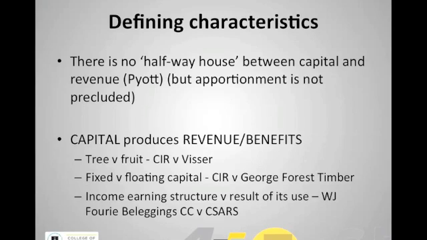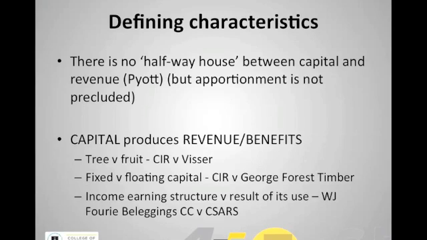Then in W.J. Verriebelachens, they said that capital represents the income earning structure, whereas revenue is the result of the use of that structure. In Verriebelachens, the company owned a hotel and they secured a contract with a foreign government to provide an extended period of accommodation. That contract was then cancelled and Verriebelachens sued for compensation, which they then received. They then argued that the amount represented capital.